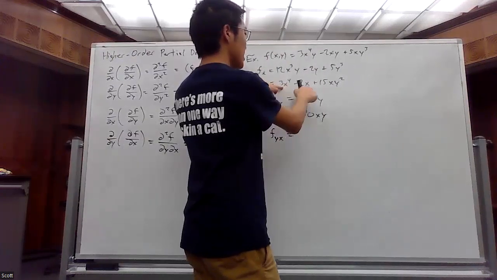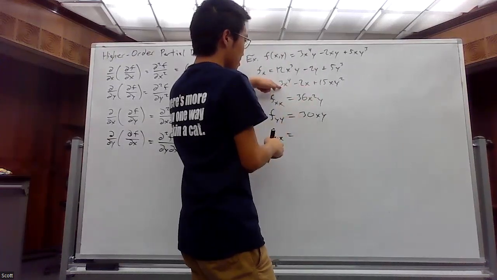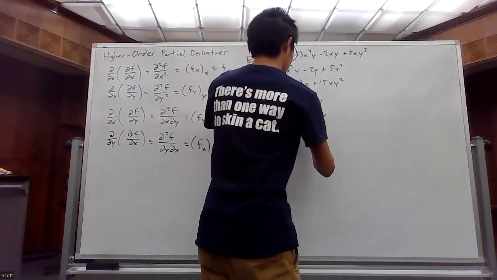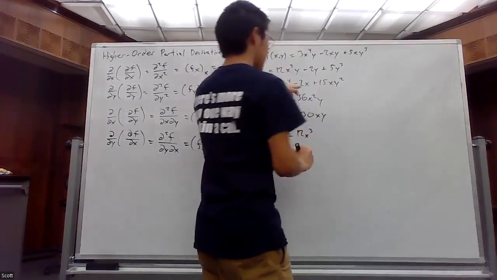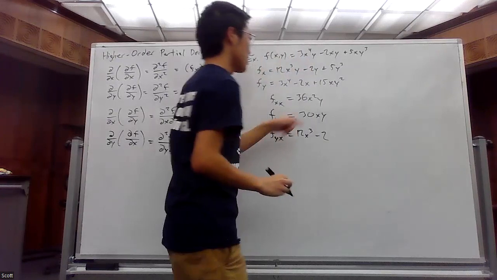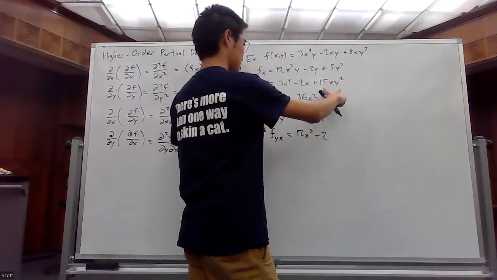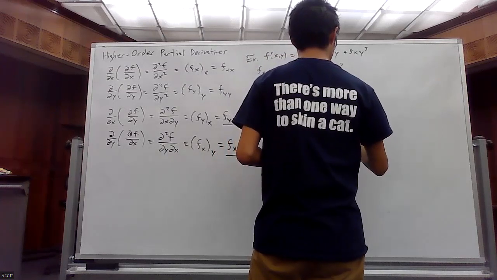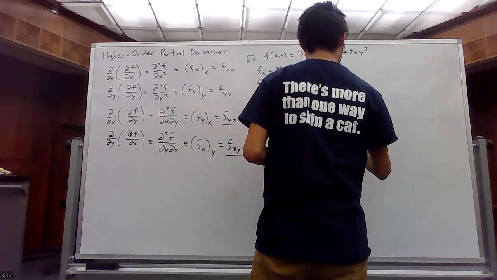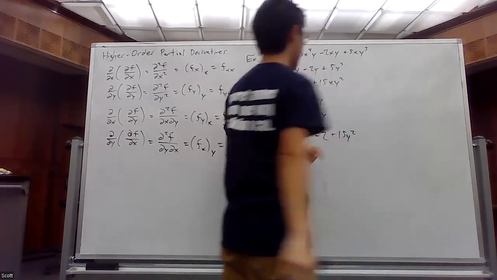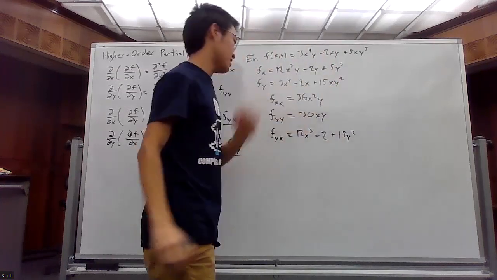Okay, so now we accommodate these x's, right? So this is just 12x cubed, and that's just minus 2. And now here, let's see. Yes, 15y, because x is the only variable contained.